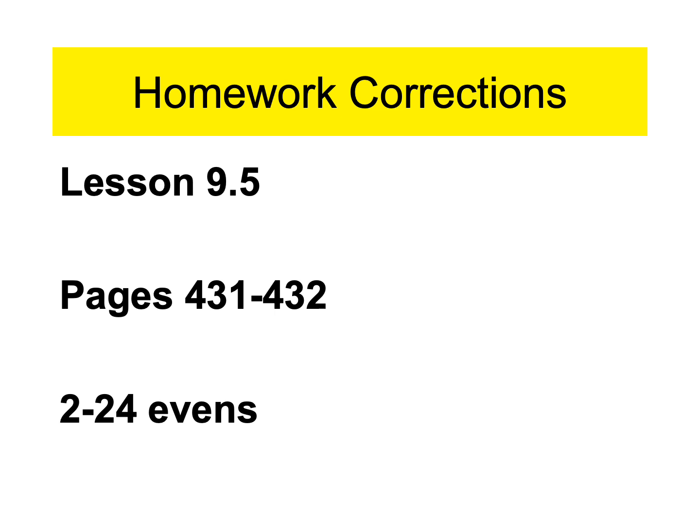First things up, homework corrections, 9.5, 2 through 24, evens. Here are the answers. Number 2 is negative 59/36. Number 4 is 1, -1. Number 6 is 5, 4. Number 8 is -5, -3. Number 10 is -3, -2.